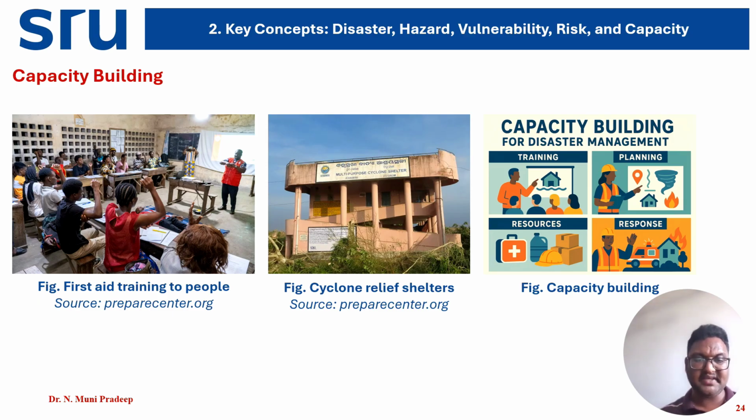These three images I have taken from the same source, that is preparecenter.org. The first photograph shows first aid training being given to community members. This is capacity building at the grassroots level. When ordinary people know how to perform CPR, treat wounds, or assist a drowning victim, the community's capacity to respond to emergencies increases dramatically.